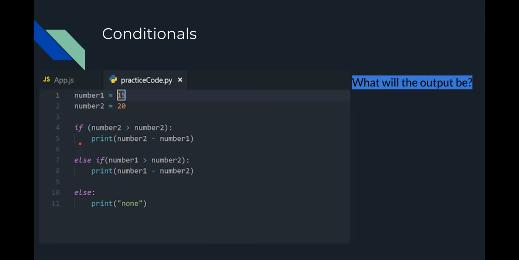So if that didn't work, then let's try this. The number 1 is greater than the number 2, which is again untrue. But if it was, it would print the number 1 minus the number 2. So neither of these work. So where do we go now? Well, we go down to else. And so this is basically saying if nothing works, nothing that we asked it to do works, then it'll just do this. And for what we have, we say for it to print none.